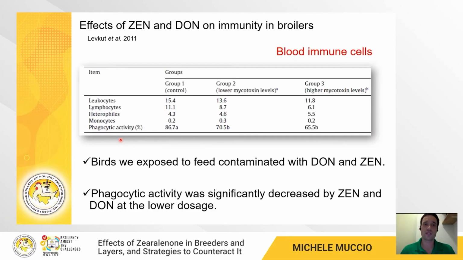I want to show you this study from 2011 where the authors studied the effects of zearalenone and deoxynivalenol on immunity in broilers. And they had a look at two distinct immune cell populations, in the blood and in the duodenum.